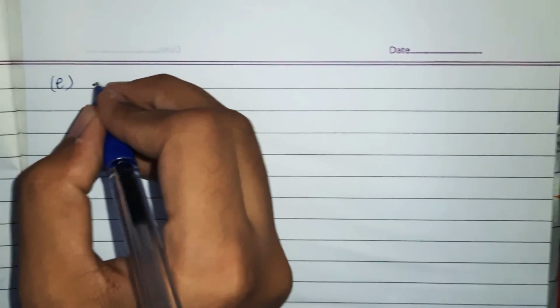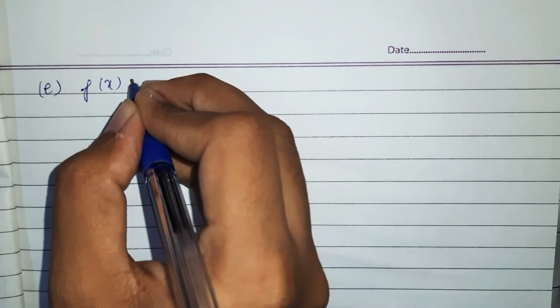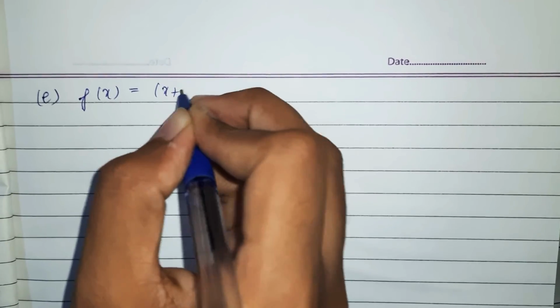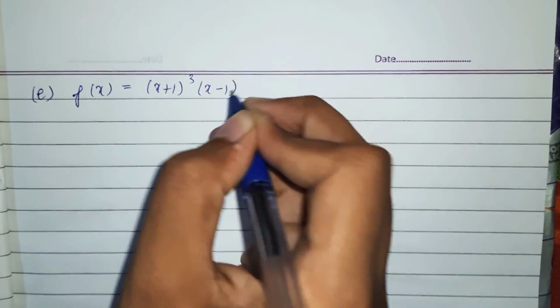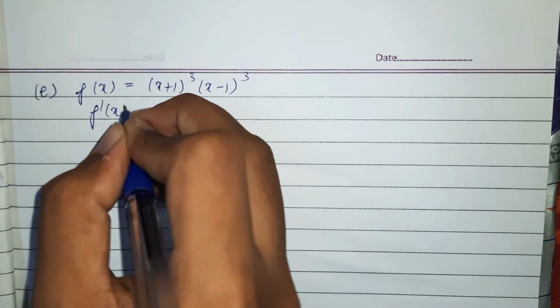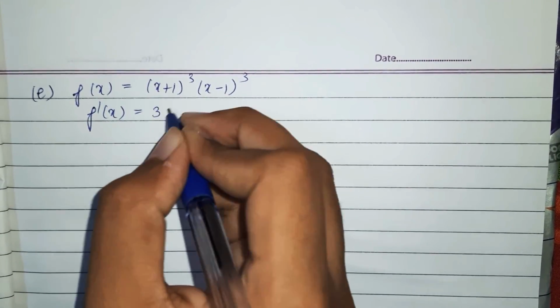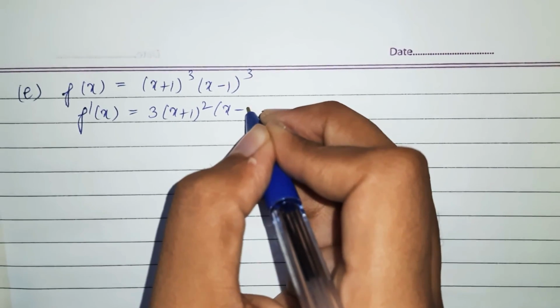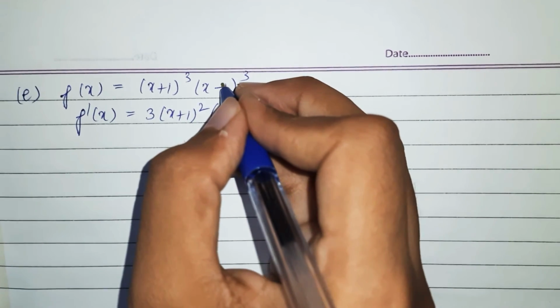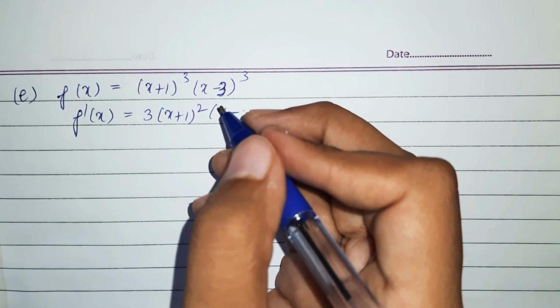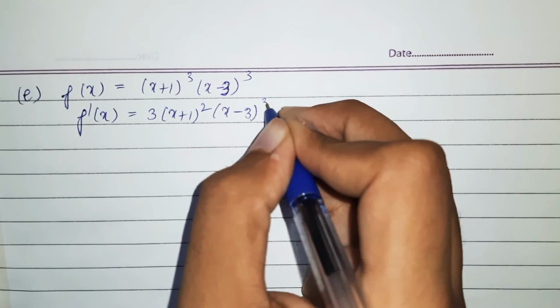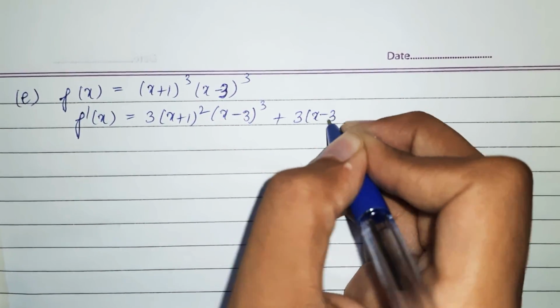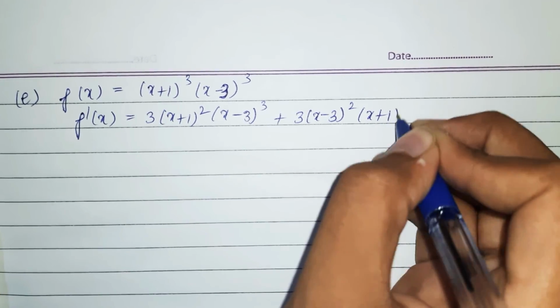Now I am doing the E part. In the E part, what do we need to do? The E part is given f(x) = (x plus 1) cube (x minus 3) cube. Now calculate f dash x. Take the derivative of this: 3(x plus 1) square, and x minus 3 cube, plus (x plus 1) cube into 3(x minus 3) square, first function the same.